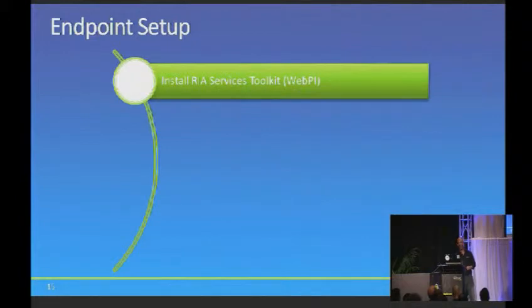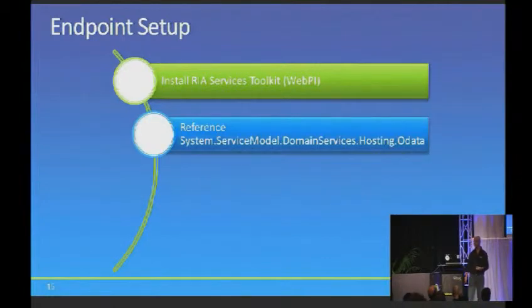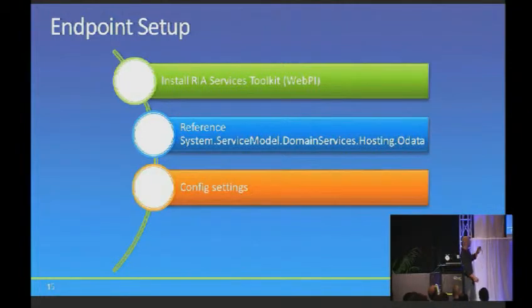So to set up your endpoints, if you want to do that and expose your data differently through different web services, again, you don't have to change anything with your code. It's just a web config setting. You have to install the kit through WebPI. Again, it's 1 meg, real quick. You reference the OData DLL, for example, if that's what you want to expose. You change your config settings. Really easy to do.